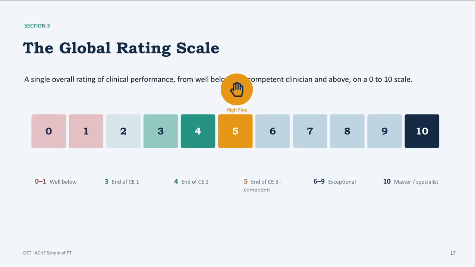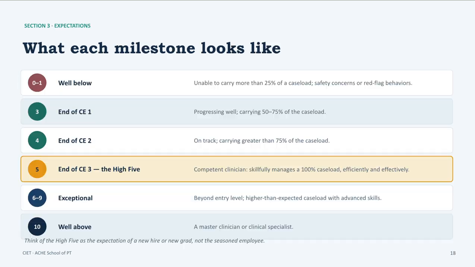The final section of the CIET is the Global Rating Scale. This provides an overall assessment of the student's performance on a level from well below to a competent clinician and above. Ratings of 0 to 1 are well below expectations. These students are unable to carry more than 25% of a caseload and are struggling with safety concerns or red flag behaviors. A rating of 3 is progressing well, carrying 50 to 75% of the caseload.